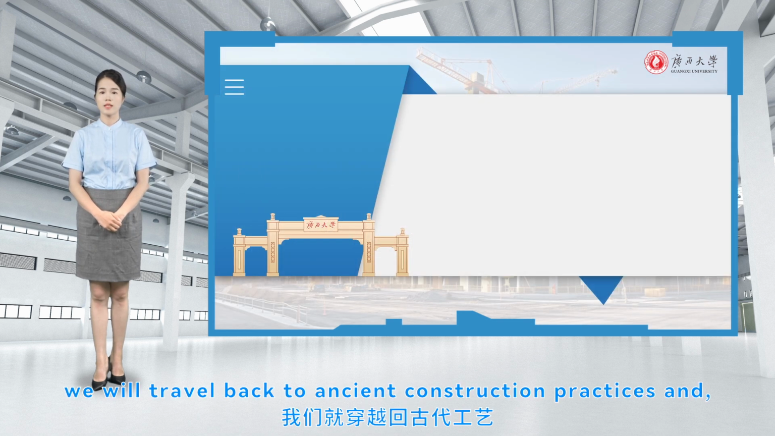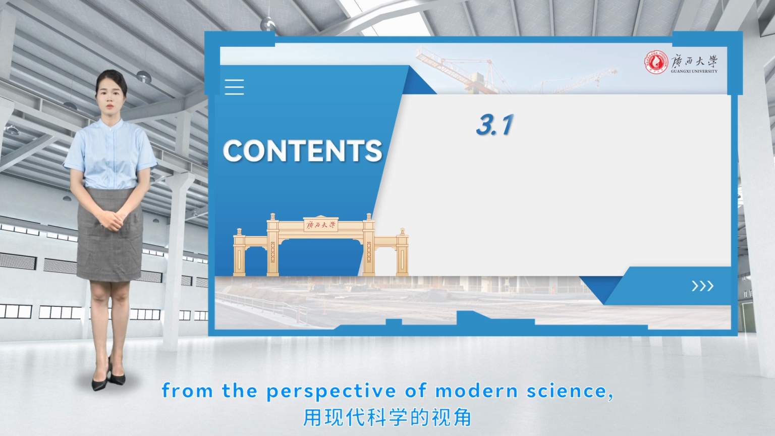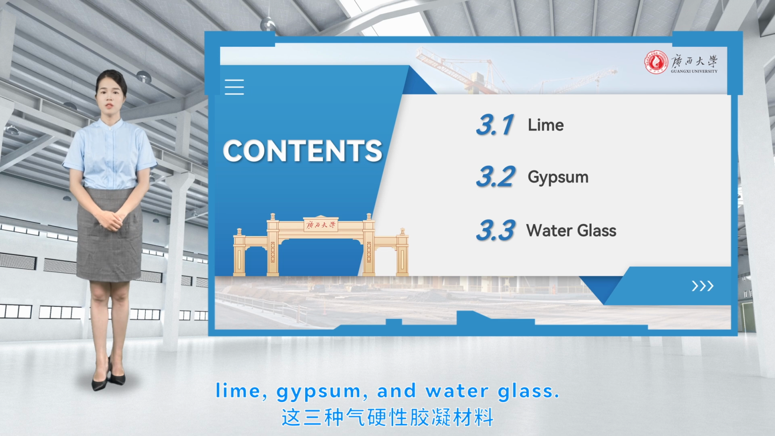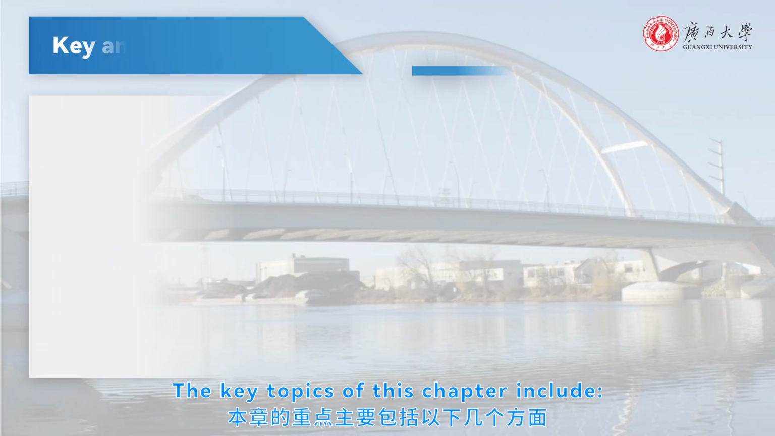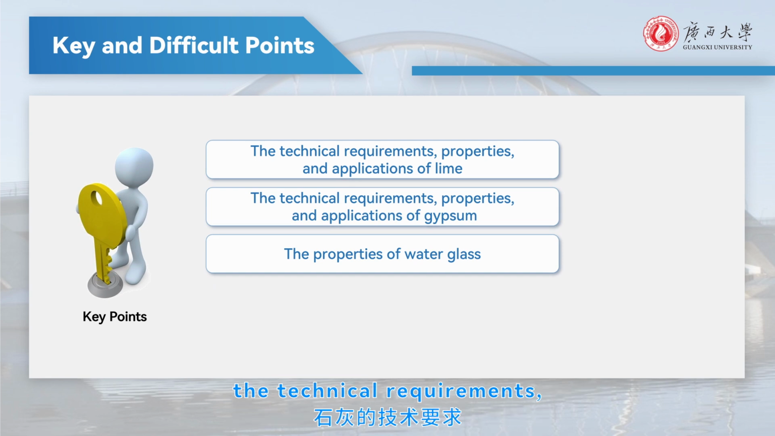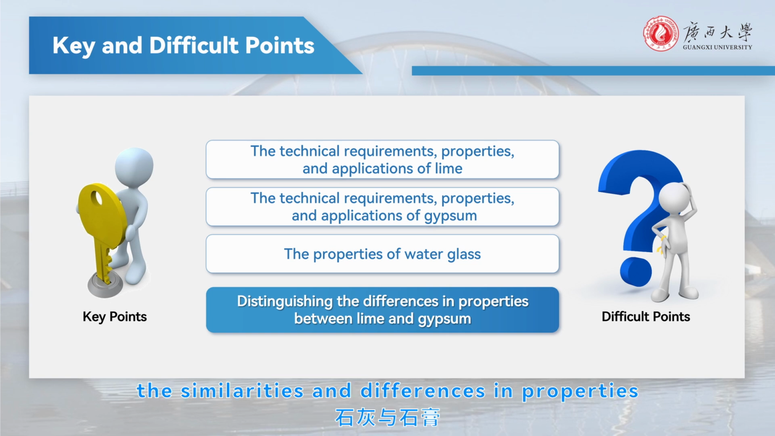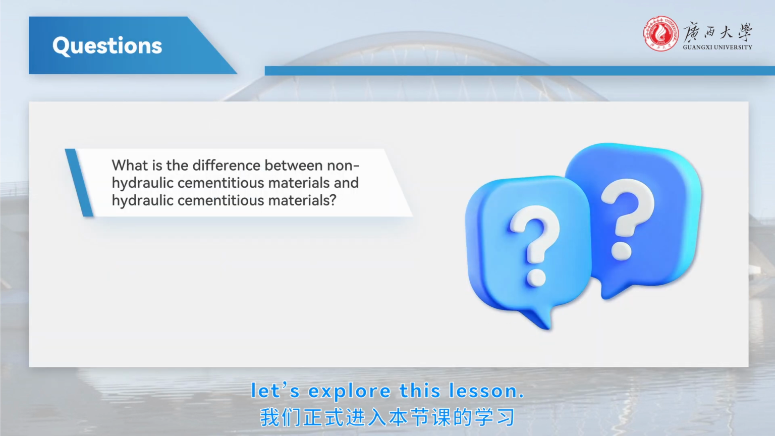Today, we will travel back to ancient construction practices and, from the perspective of modern science, re-examine three non-hydraulic cementitious materials: lime, gypsum, and water glass. The key topics of this chapter include the technical requirements, properties, and applications of lime, the technical requirements, properties, and applications of gypsum, and the properties of water glass. One of the main challenges lies in how to distinguish the similarities and differences in properties between lime and gypsum. With the following two questions in mind, let's explore this lesson.